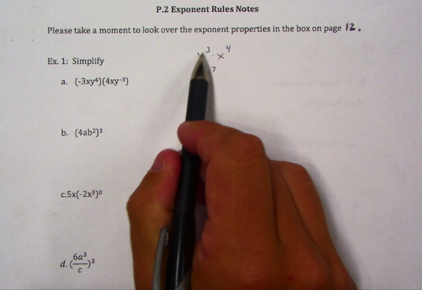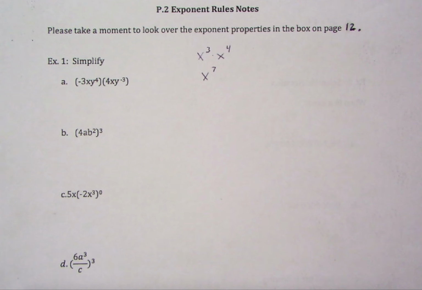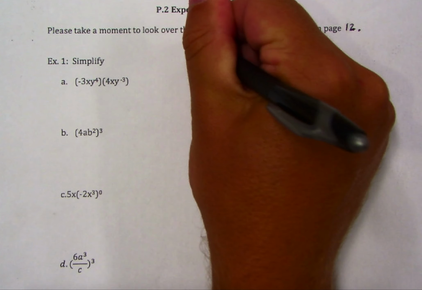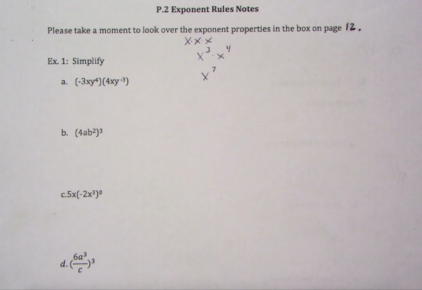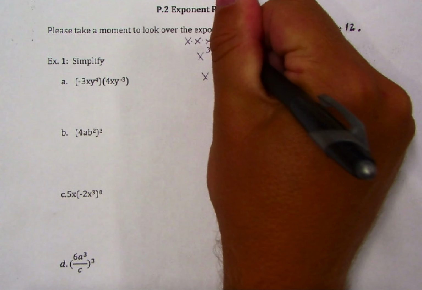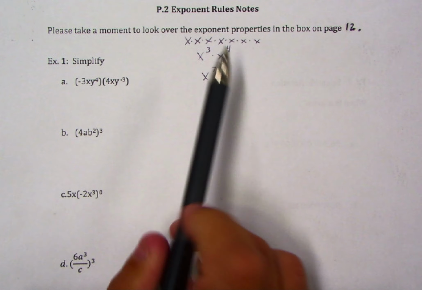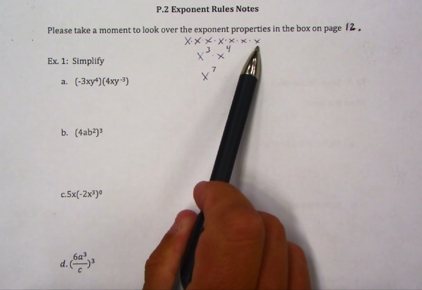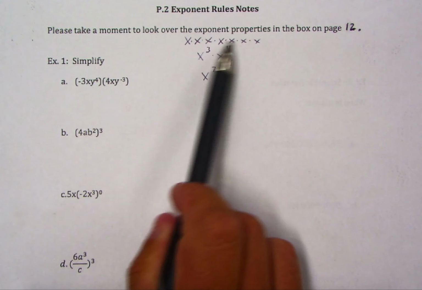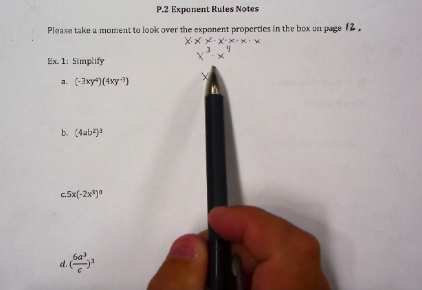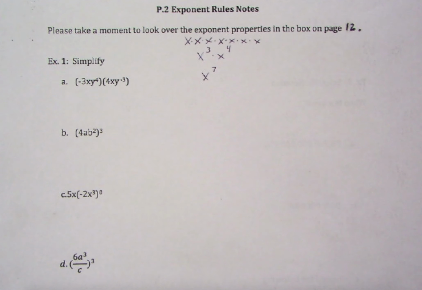Think about what x cubed really means. x cubed is x times x times x. And then you're multiplying that by x to the fourth, which is x times x times x times x. So you're multiplying x cubed times x to the fourth, and now think about what you have here. If you're multiplying x by itself 7 times, that's why we're adding them and getting x to the 7th. So that is why we add our exponents.